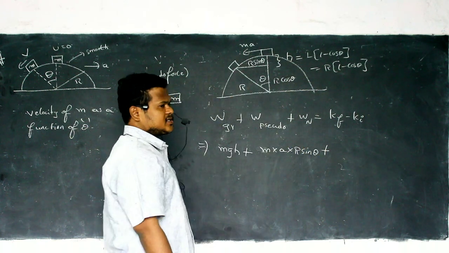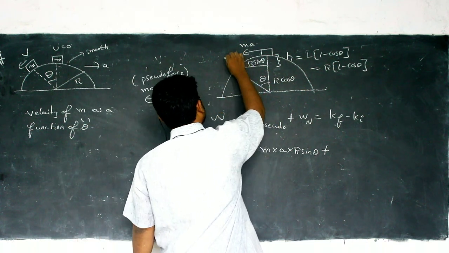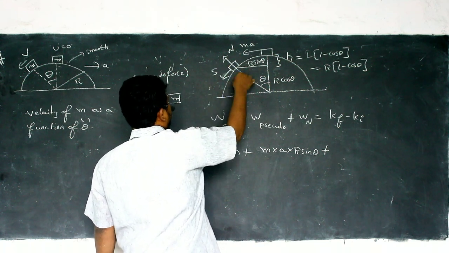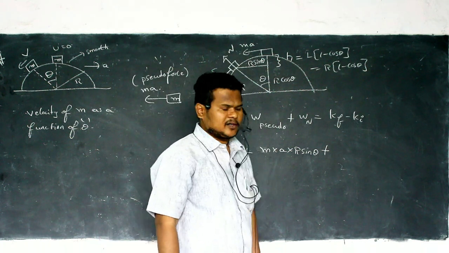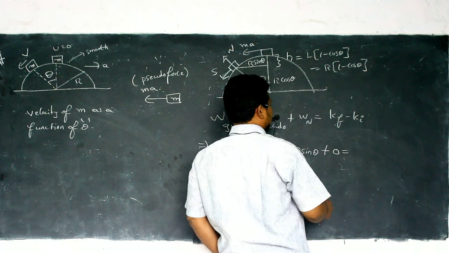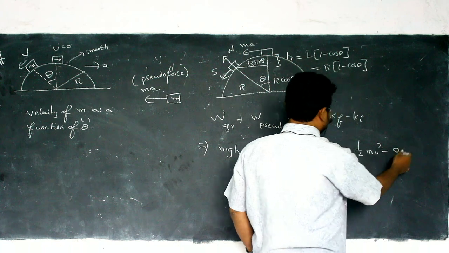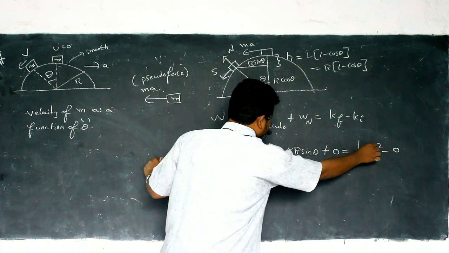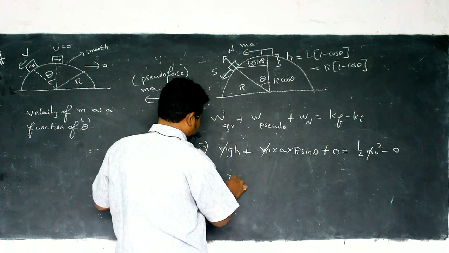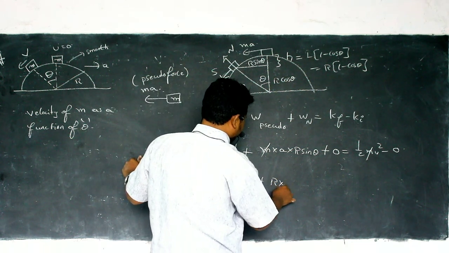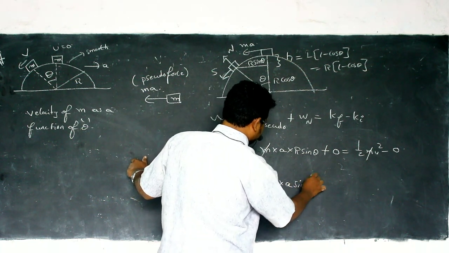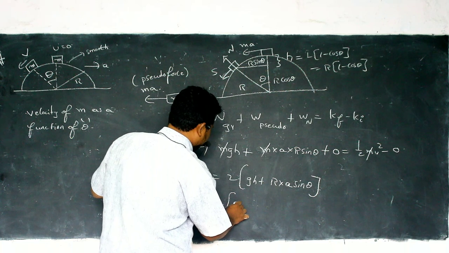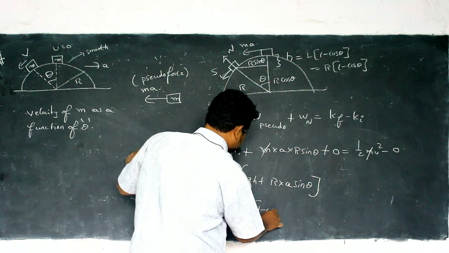And work done due to normal reaction is always zero, because the normal reaction is always pushing the body in this direction, but the body is moving always perpendicular to the direction of normal reaction, so the angle between them is 90 degrees, so work done due to normal reaction will always be zero. So this is equal to k final, which is half m v square, and the initial velocity is zero because it is given that the initial velocity of this is zero. So m and m I can cancel, therefore v square is equal to 2 into g h plus r into a into sin theta, and the h value we have already written, which is r into 1 minus cos theta. So v square is equal to 2 into, instead of h I can write r into 1 minus cos theta.